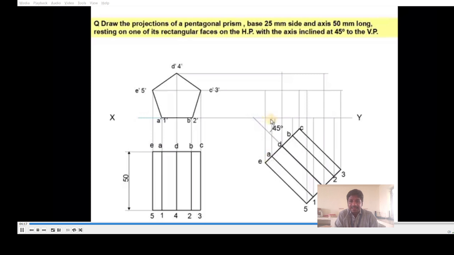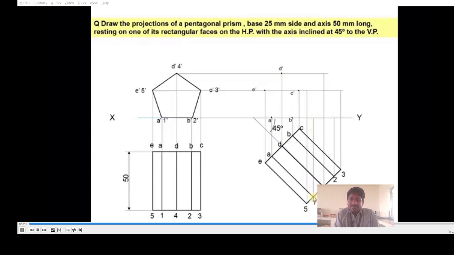So you see the A line, that point is going to be A dash. Likewise, that point is going to be B dash. Likewise, that point is going to be C dash. Likewise, the center line is going to be D dash, and that point is going to be E dash.